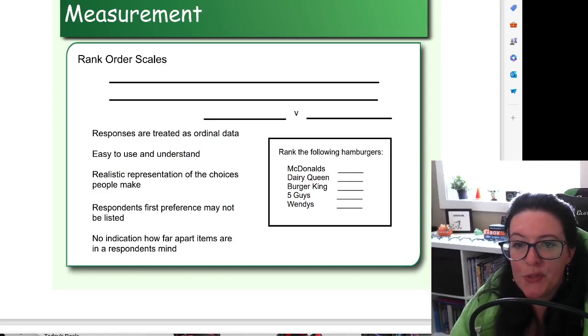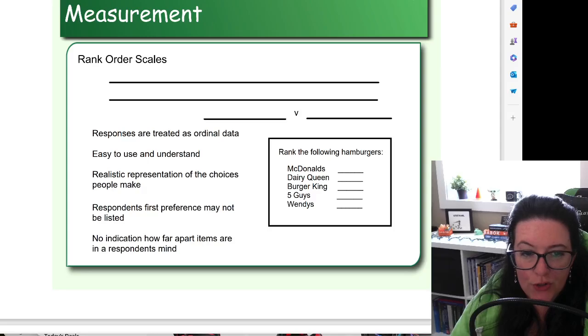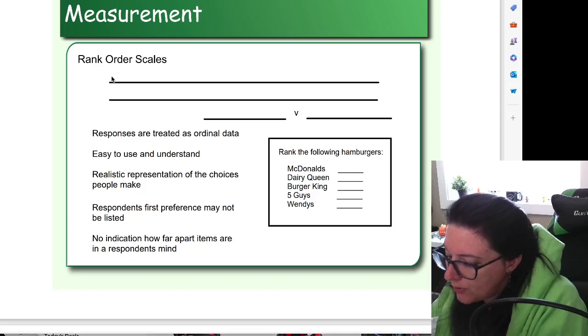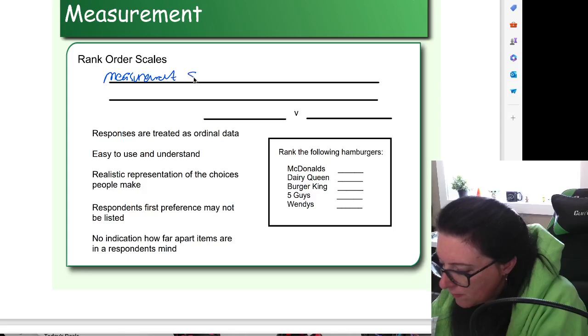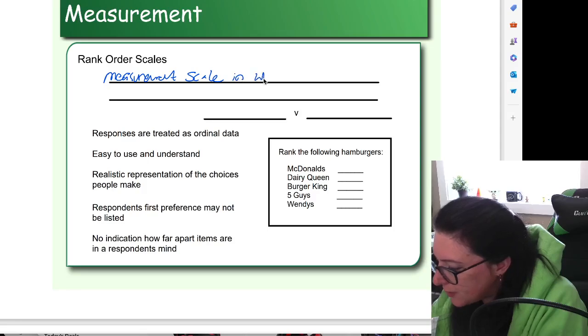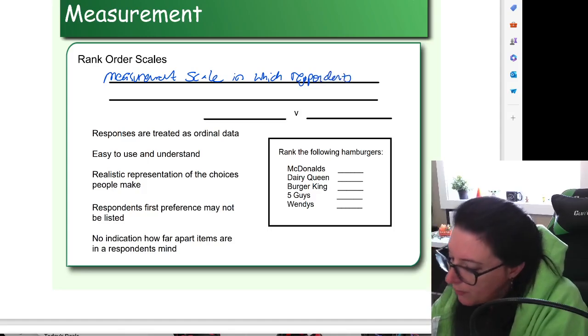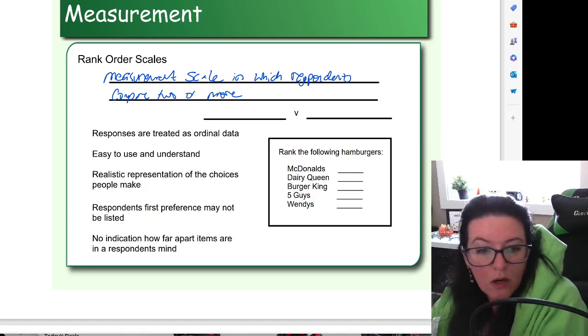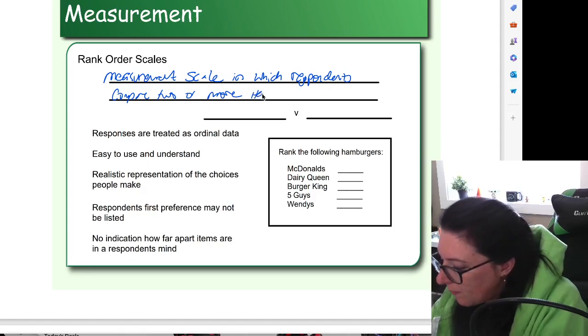The next type of attitude scale we're going to look at is the rank order scale. So let's define rank order scale. Rank order scale is a measurement scale in which respondents are going to compare two or more items and rank them.